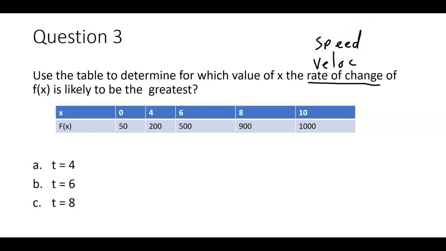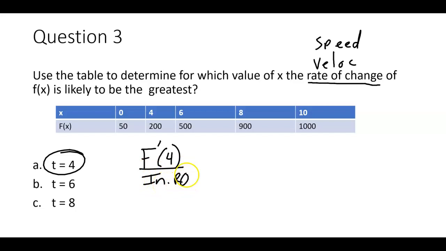But anyway, the question is asking for which one of these values of t the rate of change is the greatest. Well, the way that you would find the rate of change at t equals 4 is by taking your function, finding the derivative, and plugging in that number. Now the problem is that whenever you're doing a table, that's impossible. You can't do that. But what you can do is estimate the instantaneous rate of change, which is what this would be.